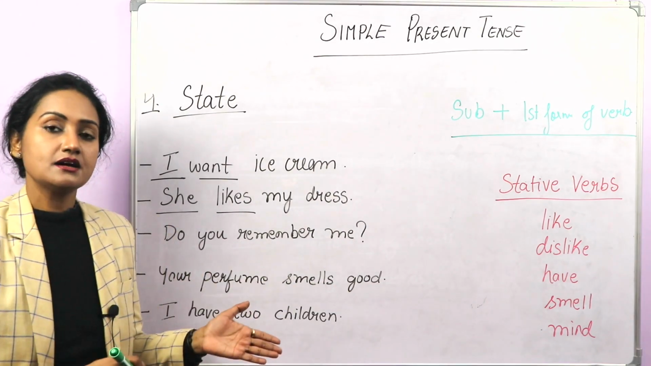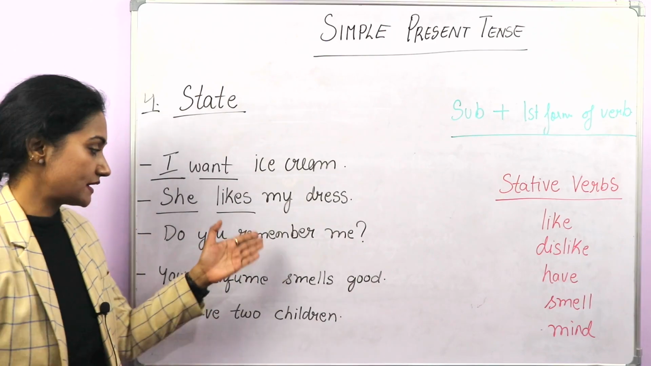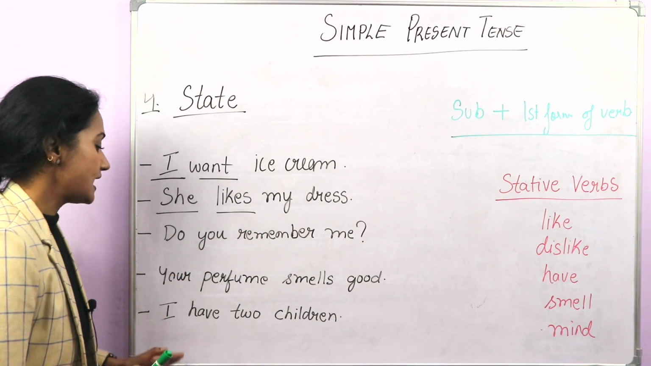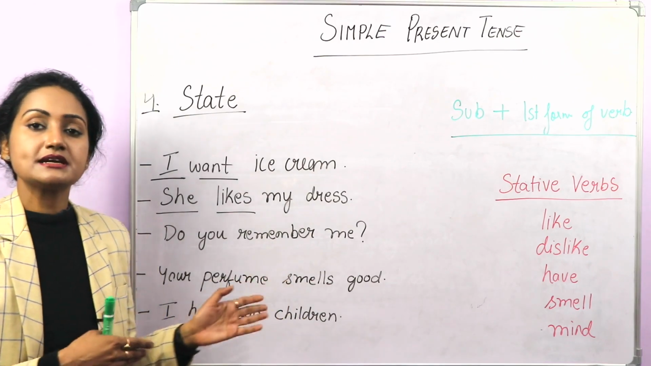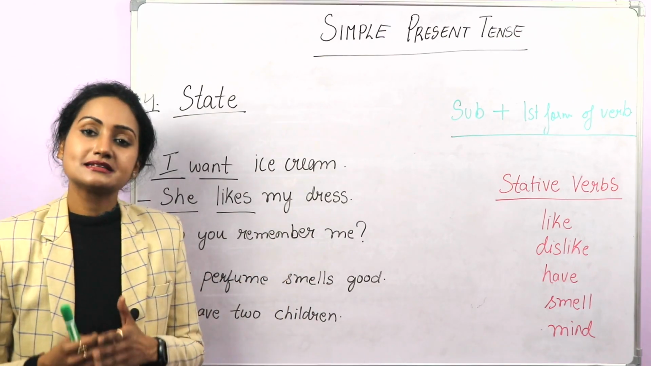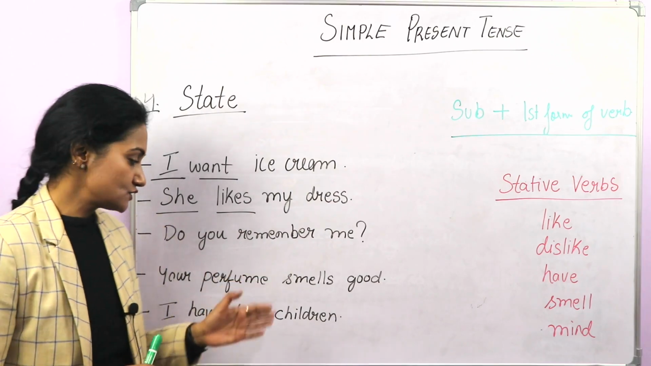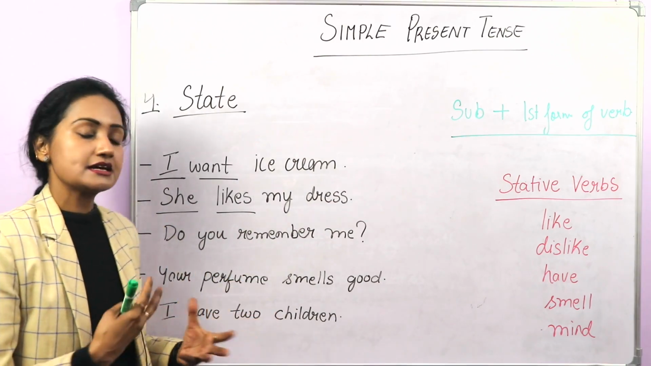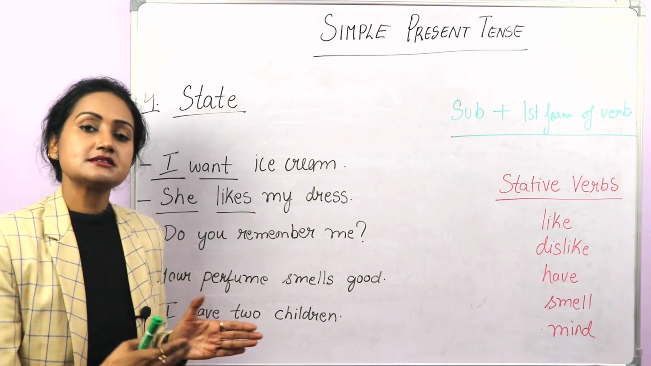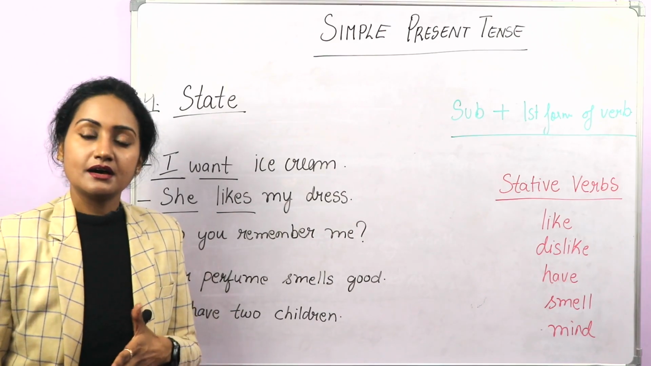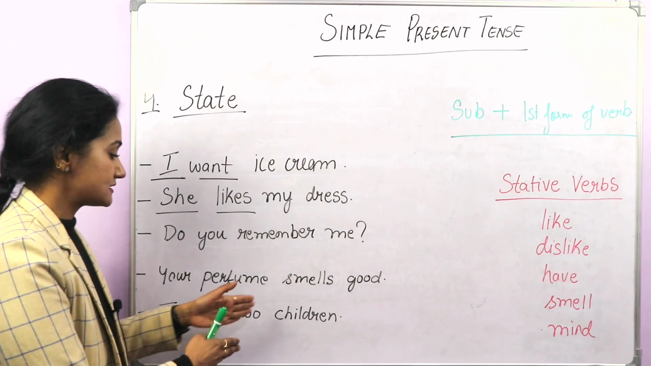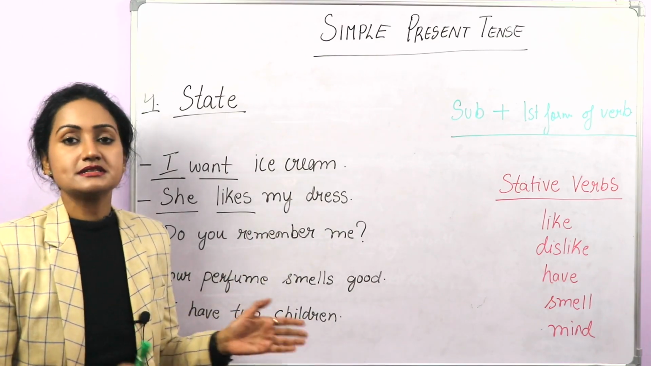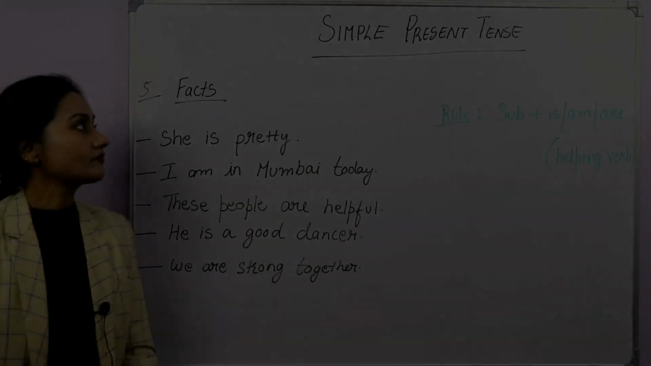Okay, again a state, not an action, that's why it is in simple present tense. I have 2 children. If you make it "I'm having 2 children", that is incorrect. That's why when you read a sentence you can understand whether this sentence is describing an action or a state. Okay, so if it is a state, then you have to frame it in simple present tense.